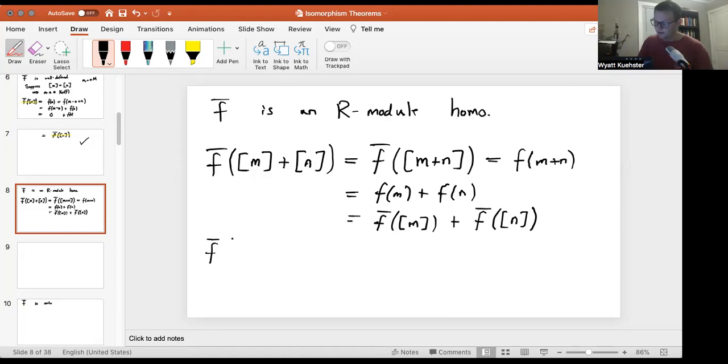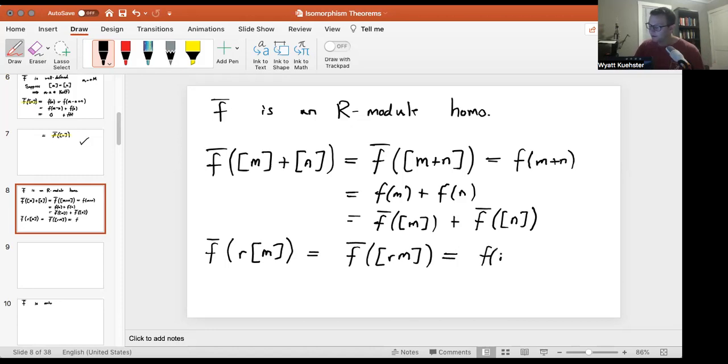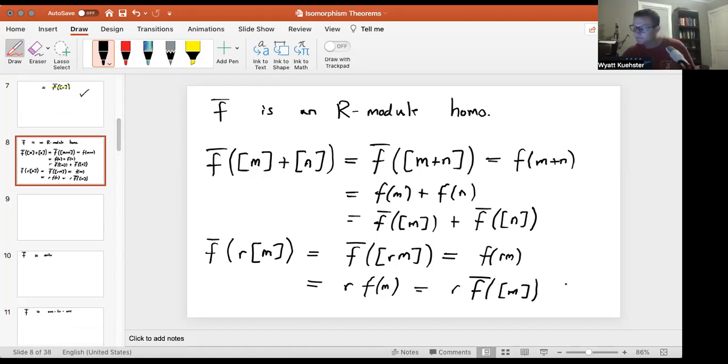And then if I take f bar of a ring element r times m, then this is f bar of the coset of rm, again, by the way the module structure on the quotient works. And this is f of rm. Oh, wait, sorry. Then I have to use the fact that f is an R module homomorphism. So this is r times f of m, and that's r times f bar of the class of m. So I've shown that f bar is an R module homomorphism now. Done.